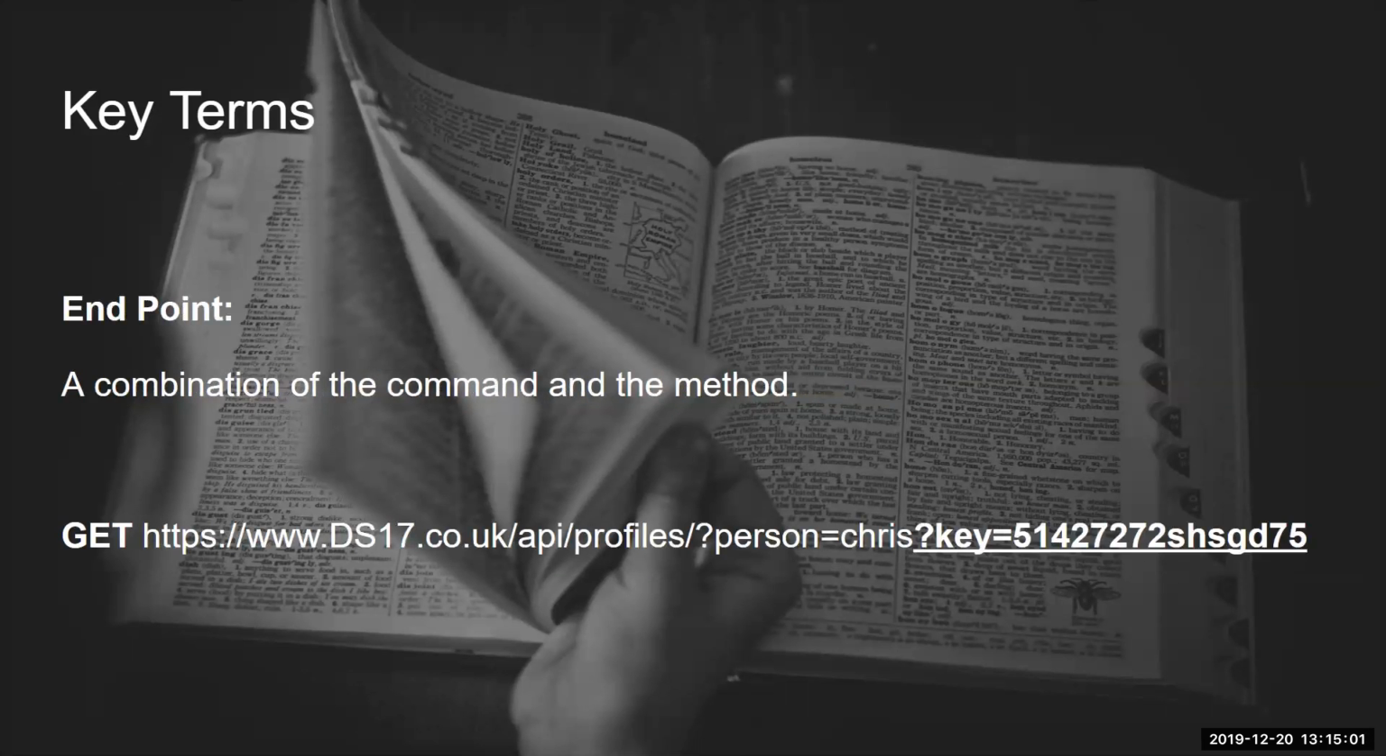And then the endpoint is all that put together. It's that command, and it's that method. Whack them together, and you've got an API request. So in this instance, we're getting information on me. You will send this command with the parameter Chris, the key with the key you've been given, and get is saying I want to get something, and that's that.